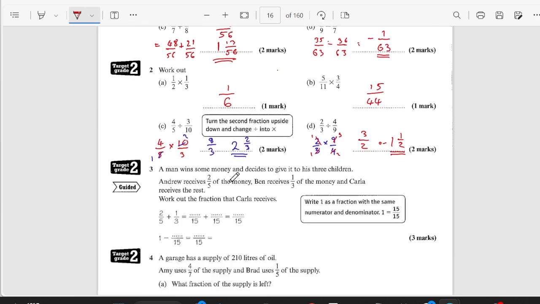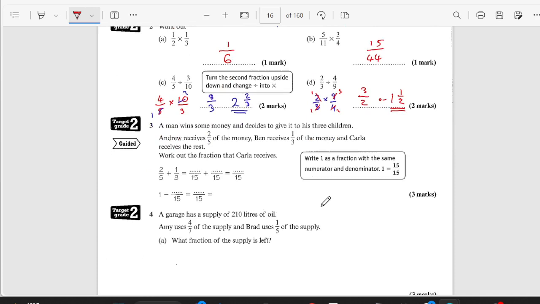Okay, question 3. A man wins some money and decides to give it to his 3 children. Andrew receives 2/5 of the money, Ben receives 1/3 of the money, and Cara receives the rest. Work out the fraction that Cara receives.